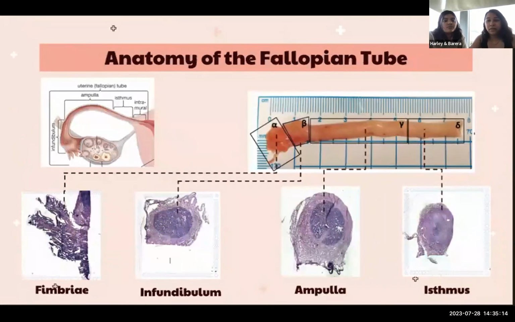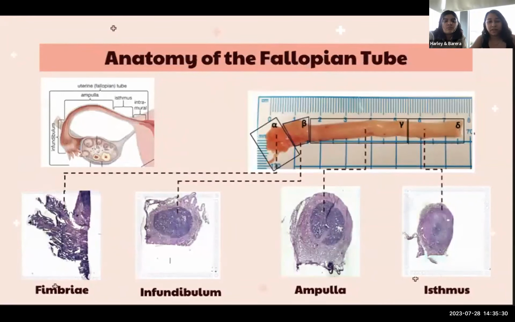And then the fallopian tube. So we did work with the other tissues present in the female reproductive system, but we focused on the fallopian tube most heavily. So we're just going to go over that anatomy right now. It can be broken down into four main sections, and you can see those here.